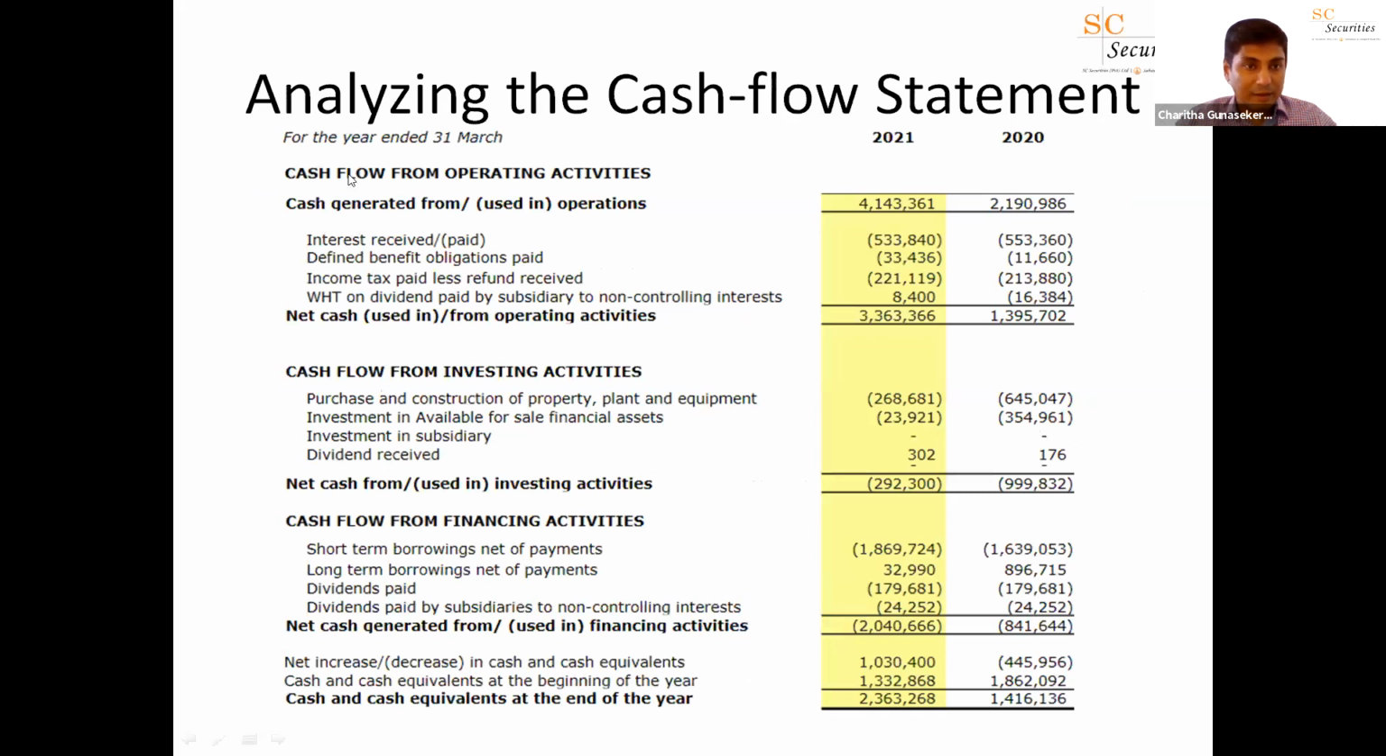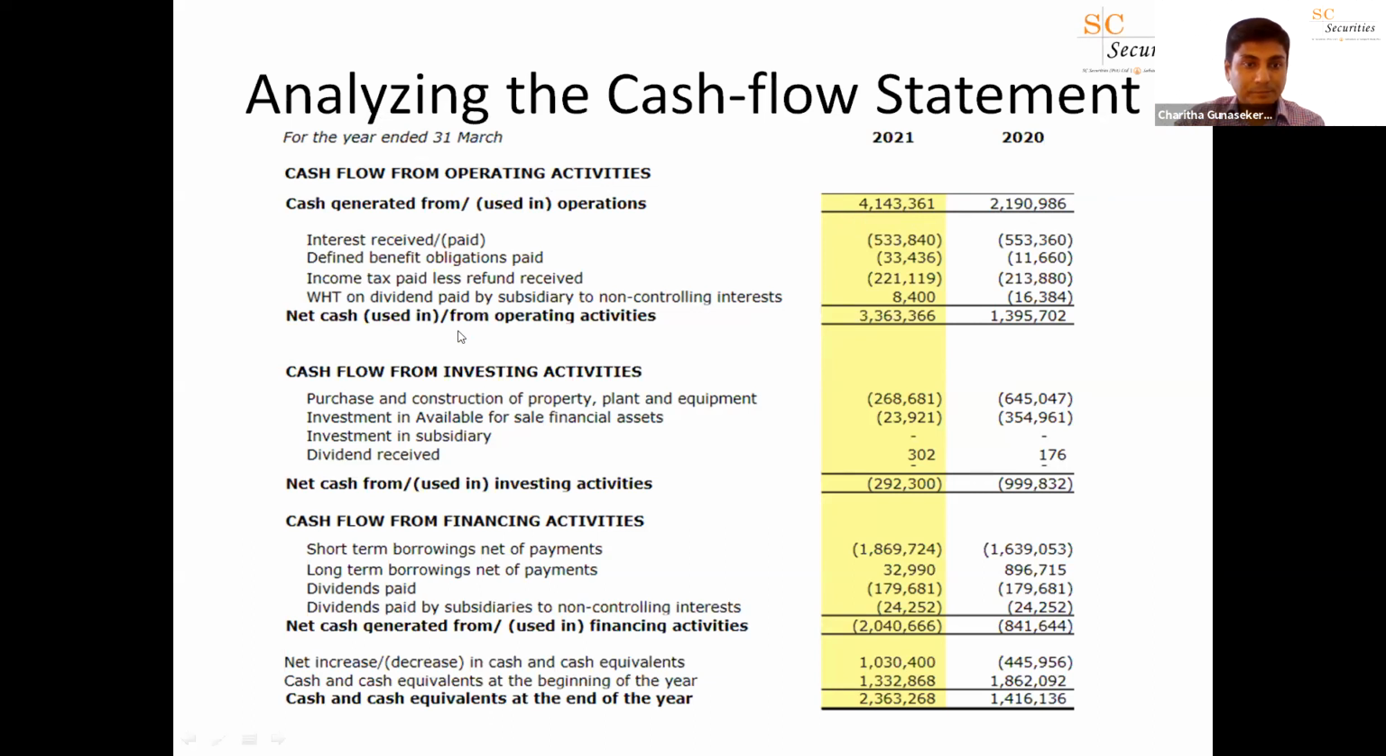I have basically cut it short. Here you don't see the changes in working capital. So you start with cash flow from operating activities. This is the amount of cash this company has generated through their core operations. So compared to the previous year, the company has generated more cash this year from their core operation. Last year they generated 2.2 billion. This year they have generated 4.1 billion cash from their core business operation.